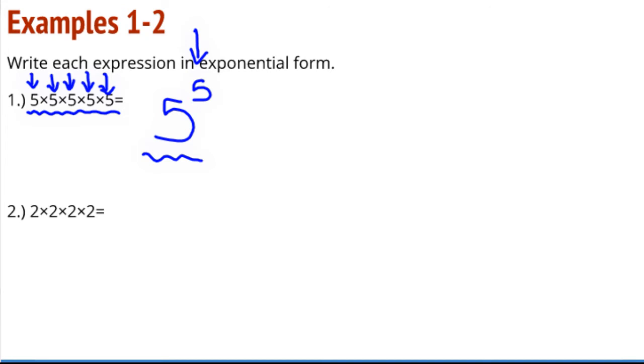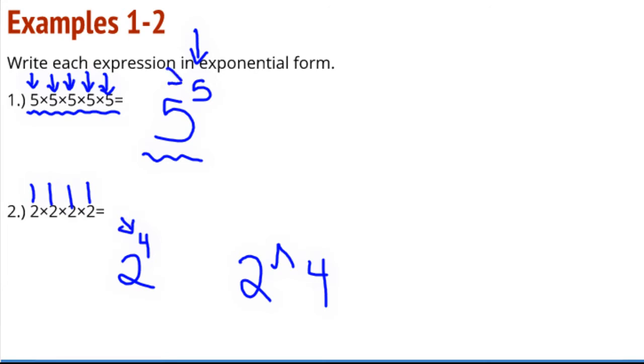Example number 2 is a little bit better. Multiply 2, and we're going to multiply it 1, 2, 3, 4 times. Once again, notice with the exponent we write it small and we write it up. Writing it this way is a little more common when you're typing it into the computer. Usually when writing by hand, we will superscript it.